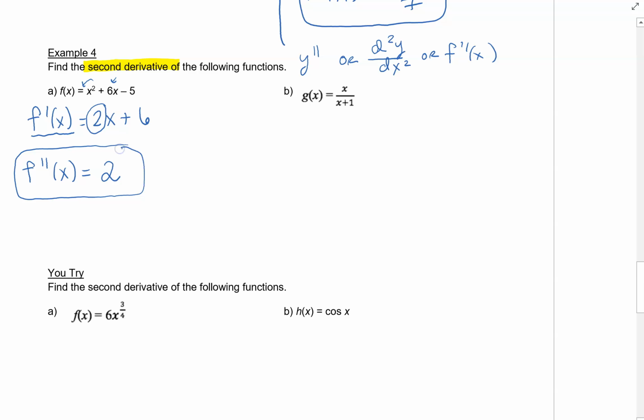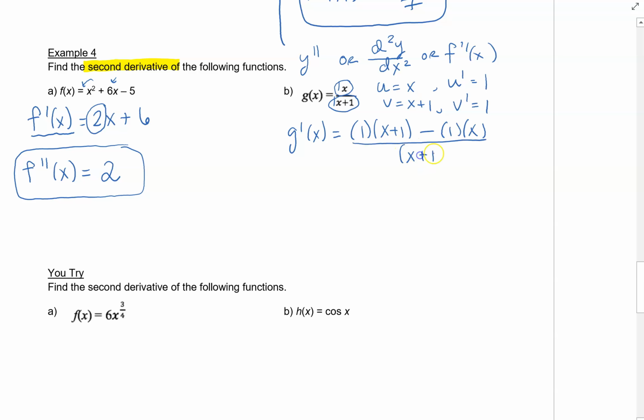So sometimes derivatives get easier as you go from one to the next, and sometimes they don't. So something like B, I would have to use the quotient rule twice. So let's just start with it the first time. So I'm going to let u represent x and then v represent x plus 1. So then u prime would be 1, and actually so would v prime because they're both linear functions and they each have a slope of 1. So then g prime of x will be u prime v, so 1 times x plus 1 minus v prime u, 1 times x, all over v squared.